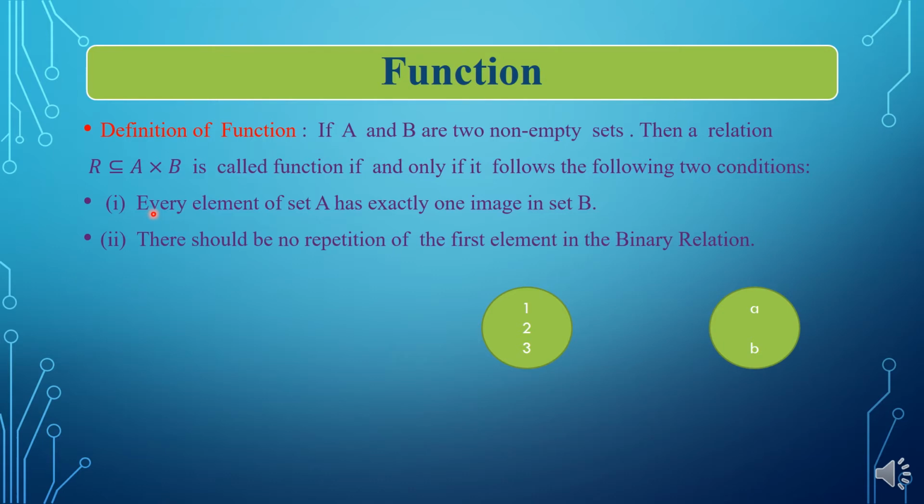The first condition is every element of set A has exactly one image in set B. The second condition is there should be no repetition of the first element in the binary relation. Let us understand this definition with an example.